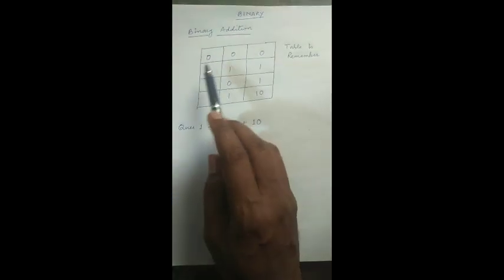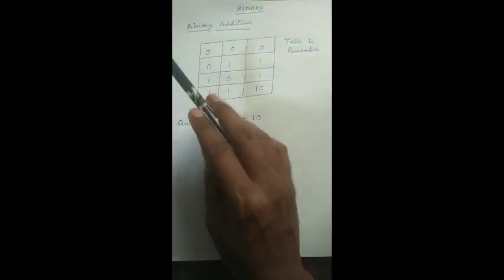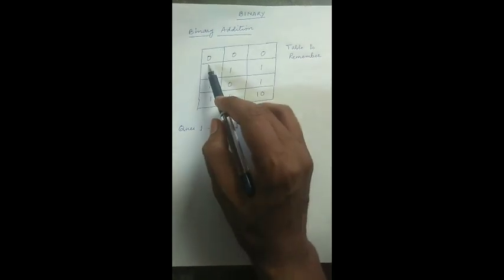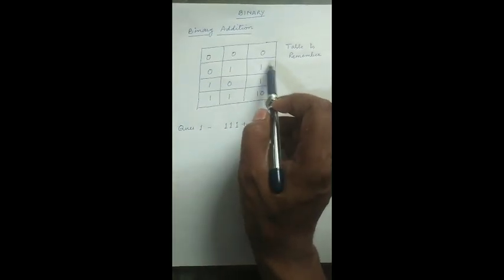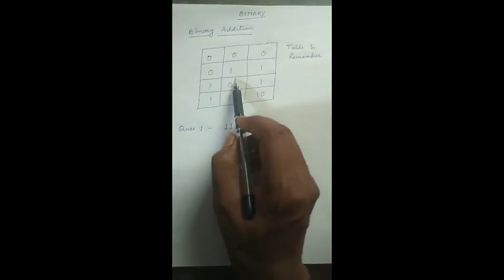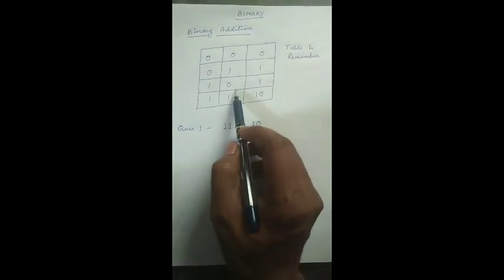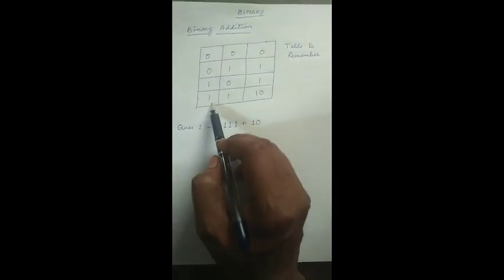So we have to follow this table right here. Like you can see, when we add two zeros we get 0. When we add 0 and 1 we get 1. 1 plus 0 is 1 and 1 plus 1 is 10. In normal addition you know 1 plus 1 is equal to 2. But when we convert 2 into binary number, we will get 10.